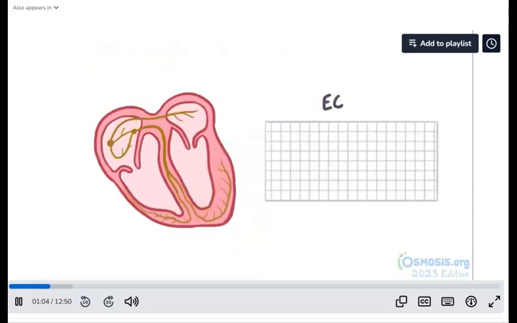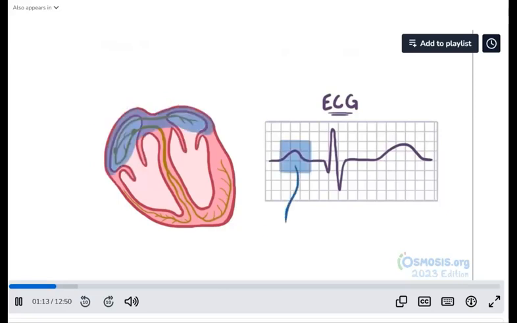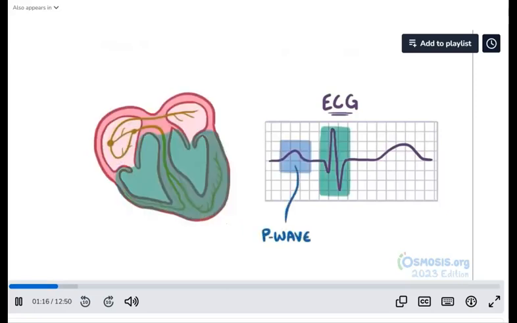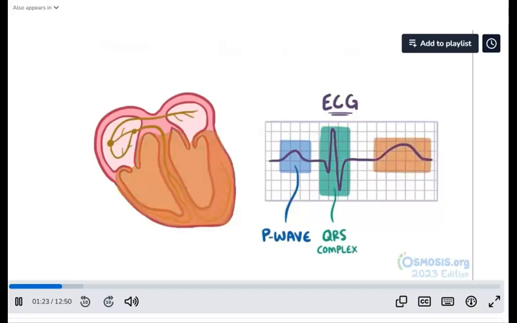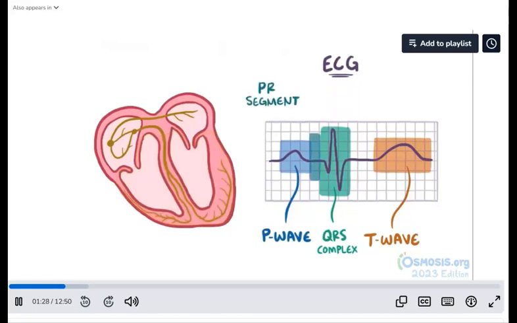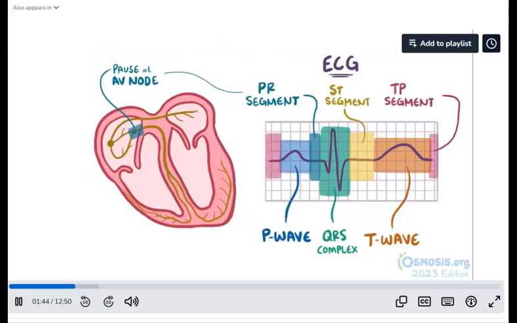On an electrocardiogram or ECG, which measures the electrical activity of the heart via electrodes that are placed on the skin, the atrial depolarization, and therefore its contraction, is seen as a P wave. The ventricular contraction is seen as a QRS complex, and the ventricular repolarization, and therefore its relaxation, is seen as a T wave. This empty space here is called the PR segment, and it corresponds to the pause in the AV node. And this one is called the ST segment, and it corresponds to the interval between ventricular depolarization and repolarization. And this one's called a TP segment, which represents the heart's quiet time when the cells are finished repolarizing and are ready for another signal.